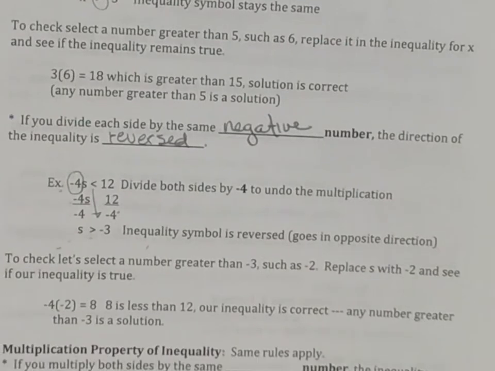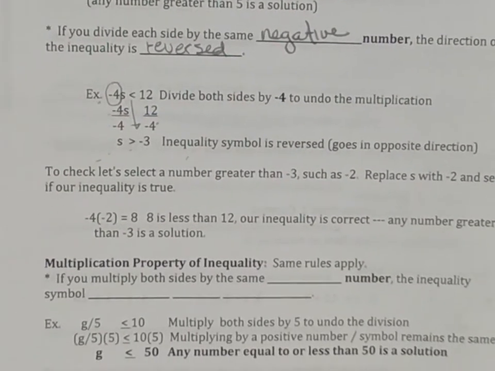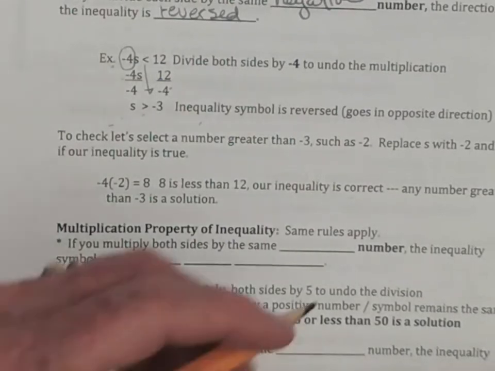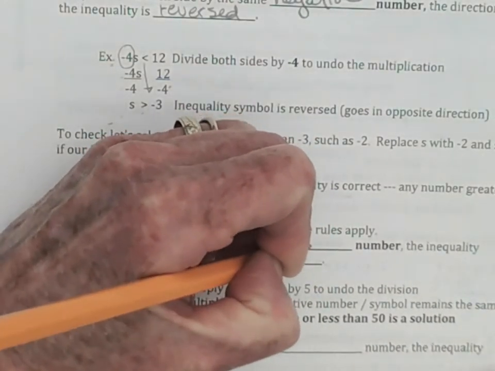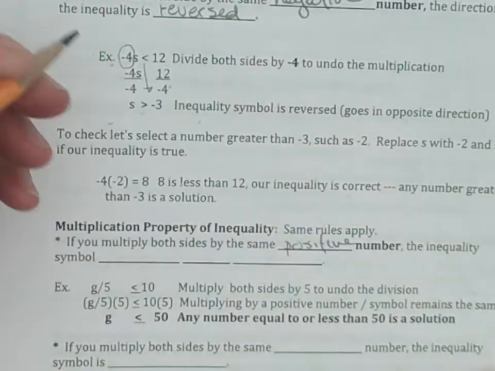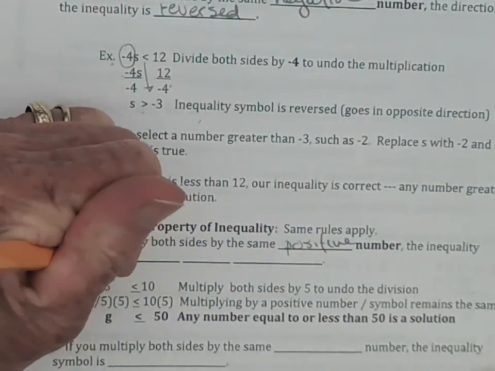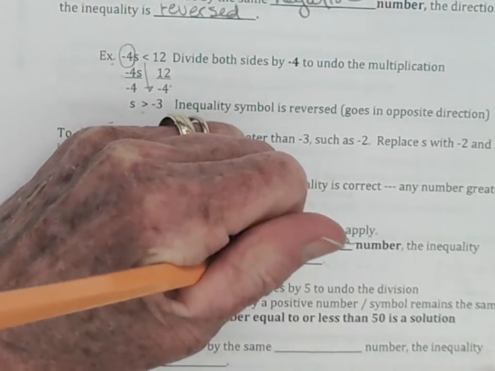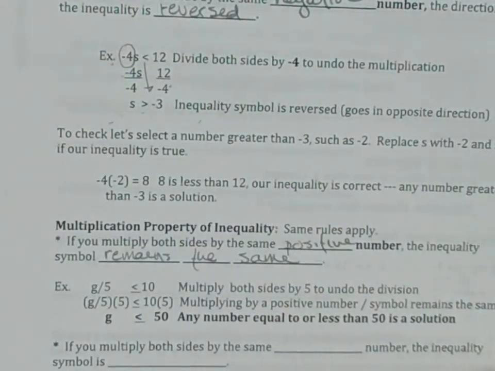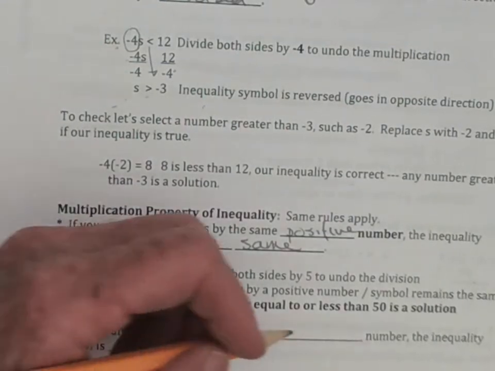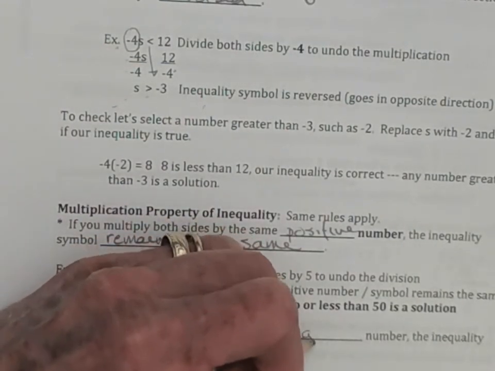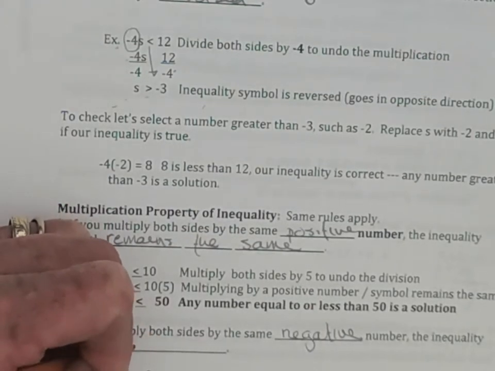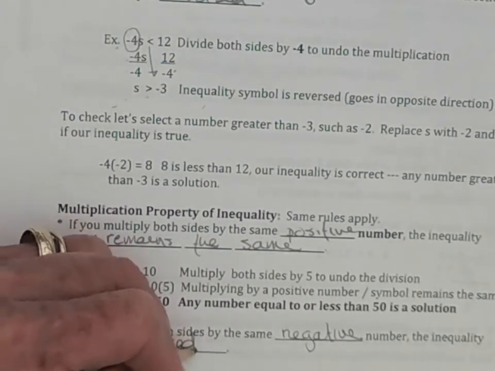The next thing is, again, the multiplication property of inequality. The same rules apply. If you multiply both sides by the same positive number, the inequality symbol remains the same. But if you multiply both sides by the same negative number, the inequality has to be reversed. So let's look at these two examples.